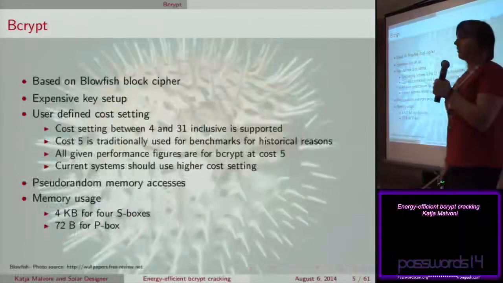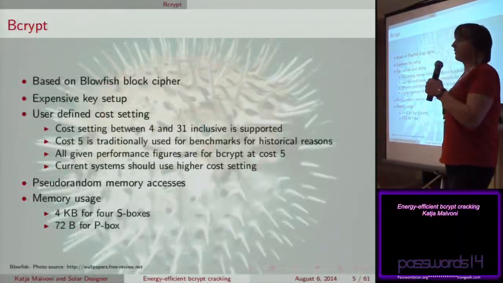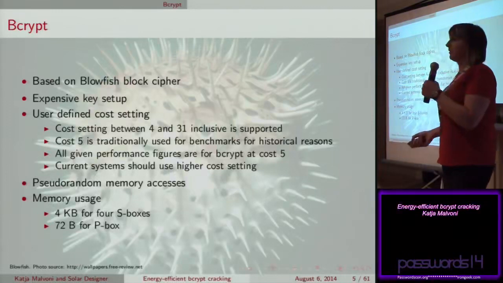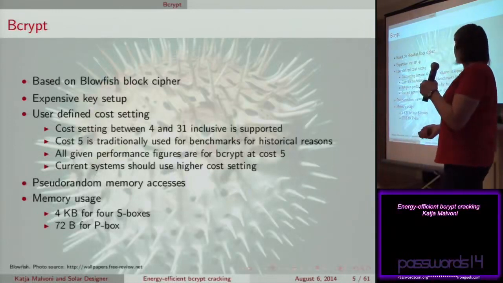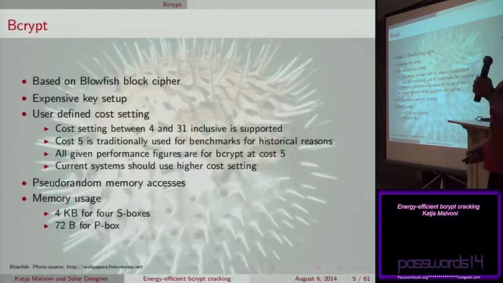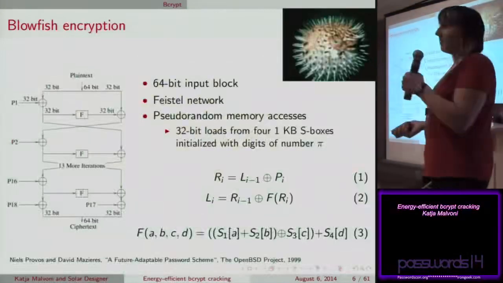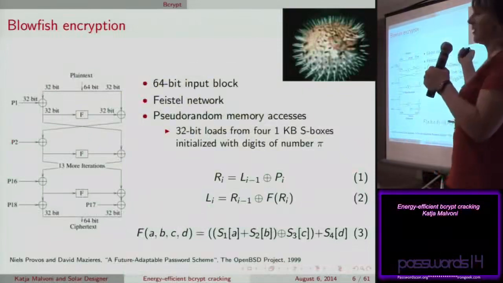It's based on the Blowfish block cipher. It uses expensive key setup and a user cost setting. It's important to know that although we use cost 5, on systems today you should use 10 or 12 because 5 is insecure. It's there for historical reasons. And what else is important for bcrypt are pseudo-random memory accesses and memory usage of a bit over 4 kilobytes, which is pretty large.